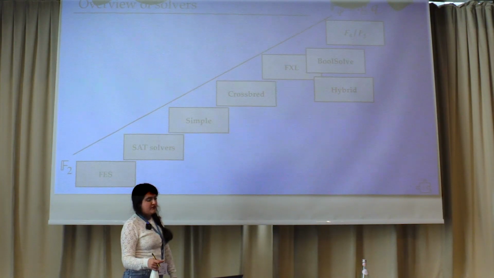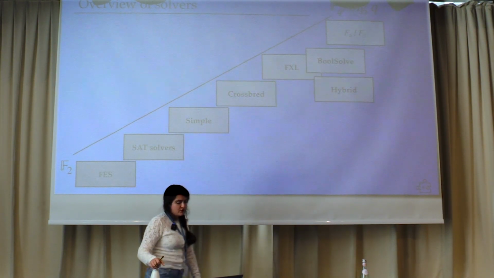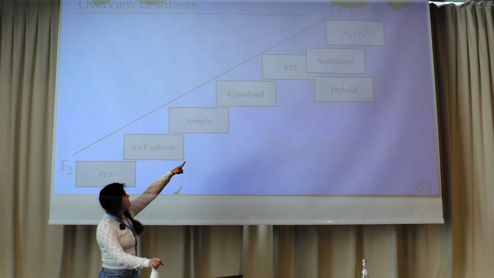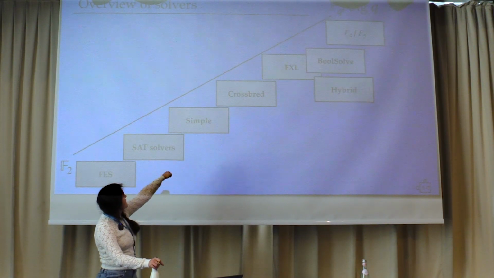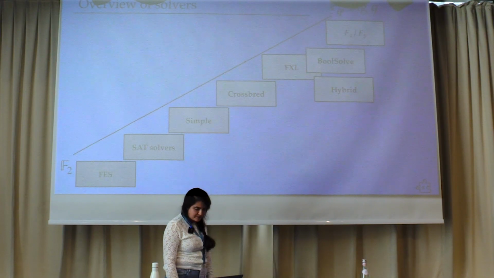If you're over a big field, you don't want to do any enumeration, so you go into Gröbner basis. So we're going to cover those. I'm going to start here, and then I'm going to go on the other side and tell you about the Gröbner basis. And then if we have time, we're going to finish with the crossbred. Let's say that is in the middle.